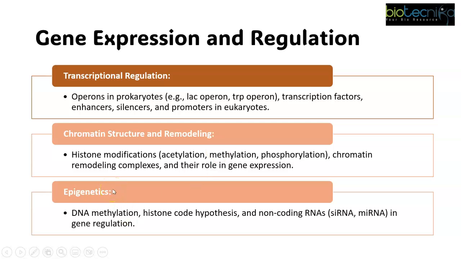Then you should have an understanding of epigenetics. So epigenetics is the control which comes over genetics, and that happens by DNA methylation, the histone code hypothesis, and also the various non-coding RNAs. As I told you, siRNA and miRNA interference can also be counted here as well. So these are the things that you should know for gene expression and regulation, and yes, it is one of the important topics for both CSIR as well as GATE.